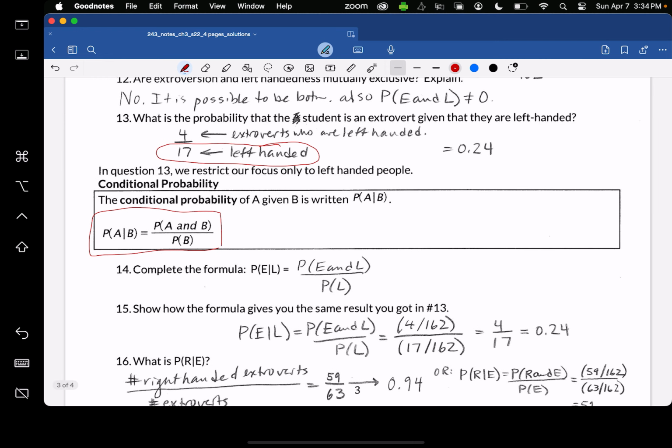And so I worked it out, 4 over 162, 17 out of 162. A fraction divided by a fraction: you end up doing 4 out of 162 divided by 17 out of 162, and those 162s go away and you just end up with 4 out of 17. If you remember, fraction divided by fraction ends up being the top fraction times the reciprocal of the bottom fraction. And then these cancel out, and that's why we get 4 out of 17, which is 0.24.